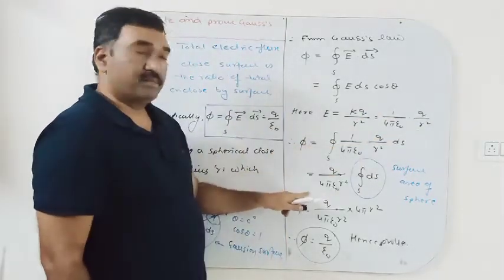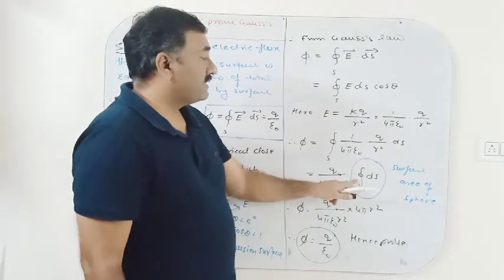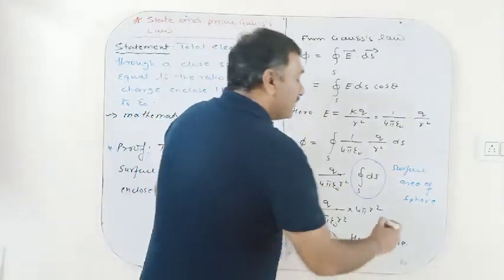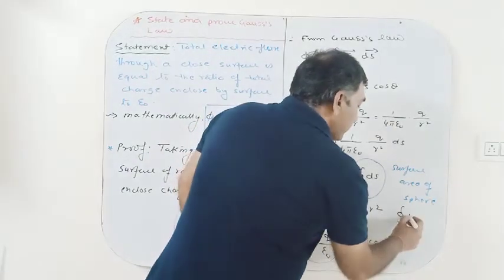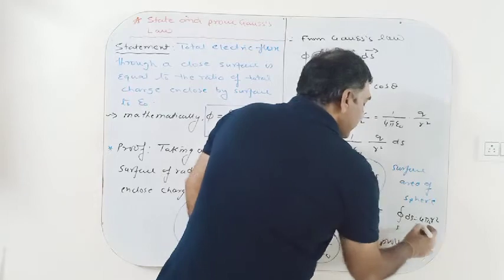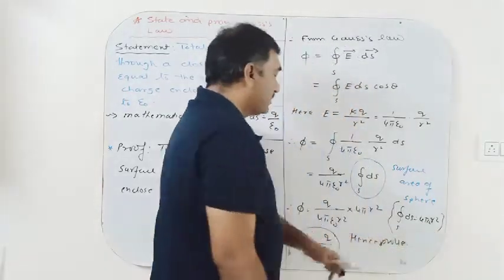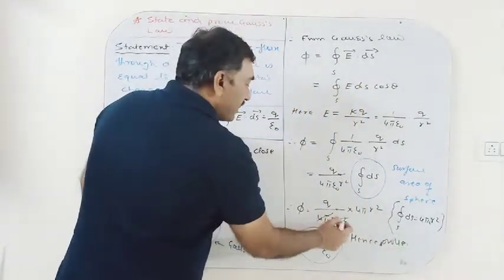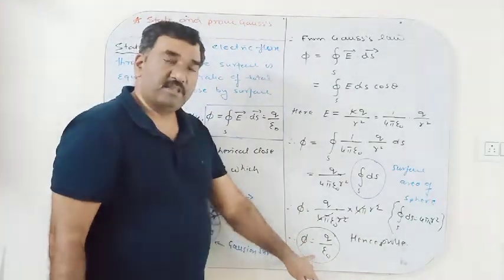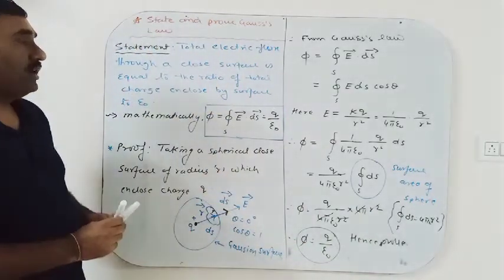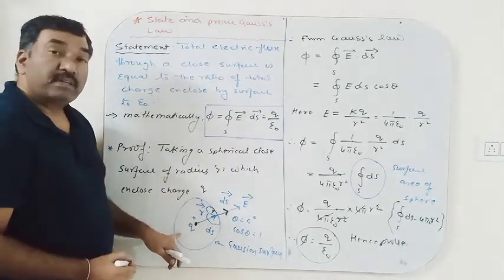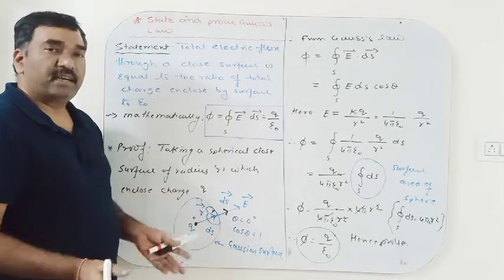The constant terms come out of the integration, and the surface integral of ds is the surface area of the sphere. We can also write the surface integral of ds as 4 pi r square, that is the surface area of the sphere. Substituting, 4 pi r square cancels and the flux becomes q upon epsilon 0. Some of the points that you have to consider in Gauss law: you have to consider a closed surface of any arbitrary shape.